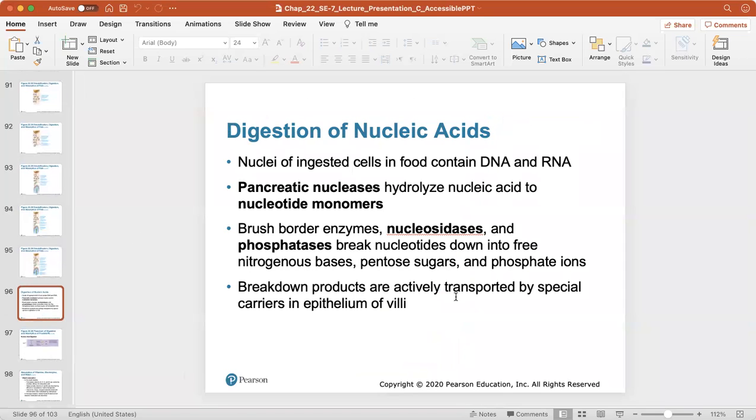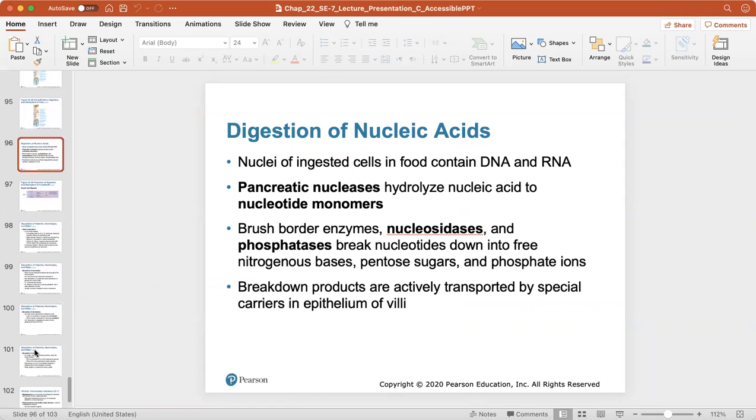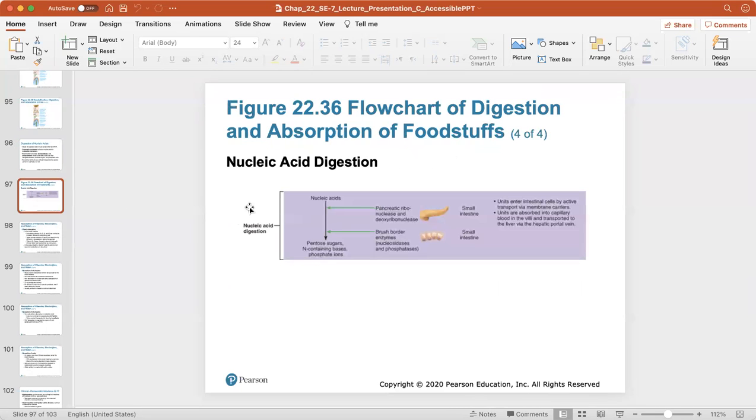The nuclei of an ingested cell in the food can contain DNA and RNA, and pancreatic nucleases can hydrolyze or break down the nucleic acid to nucleotide monomers. The brush border enzymes include nucleosidases and phosphatases, which will break down nucleotides into free nitrogenous bases, pentose sugars, and phosphate ions. The breakdown products will be actively transported by special carriers in the epithelium of the villi. So this is a breakdown showing the DNA.